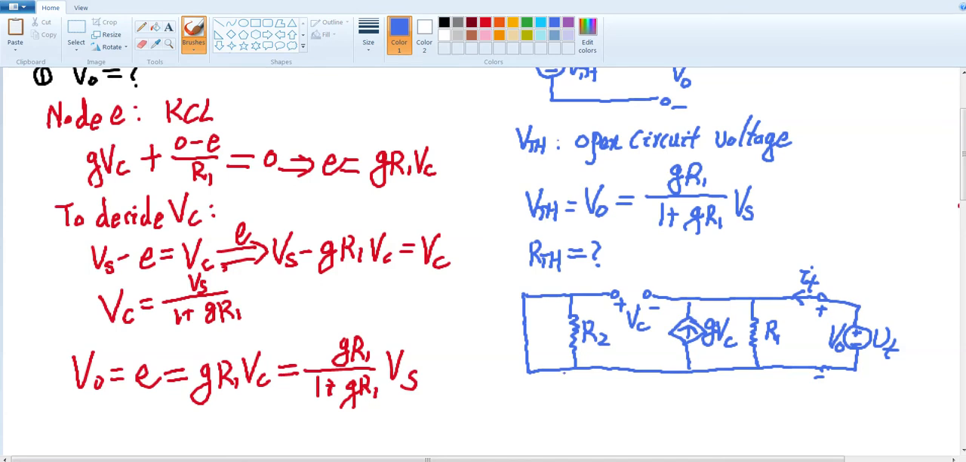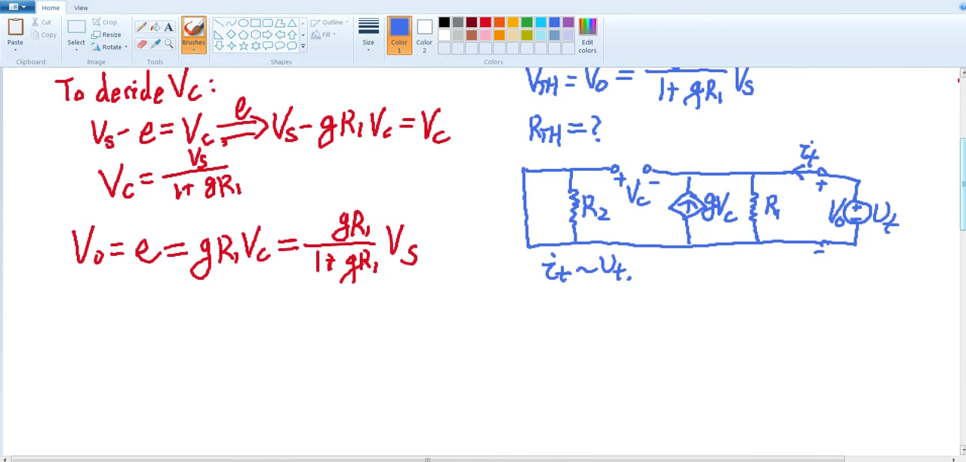Now we need to decide the relationship between IT and VT, because their ratio will give us this equivalent resistance, RTH. So now let's see how we can decide on the relationship between VT and IT. Again, we can utilize node analysis. We choose this as ground.